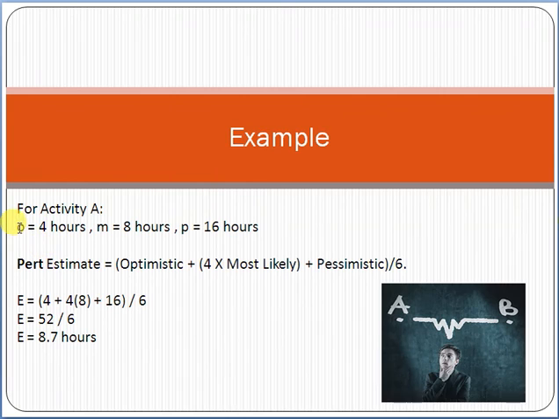Optimistic means the ideal condition without any problems. Most likely means the average condition, not bad, not good. And pessimistic means the negative factors are there, you are adding the negative factors. So this is called the PERT formula or PERT approach.